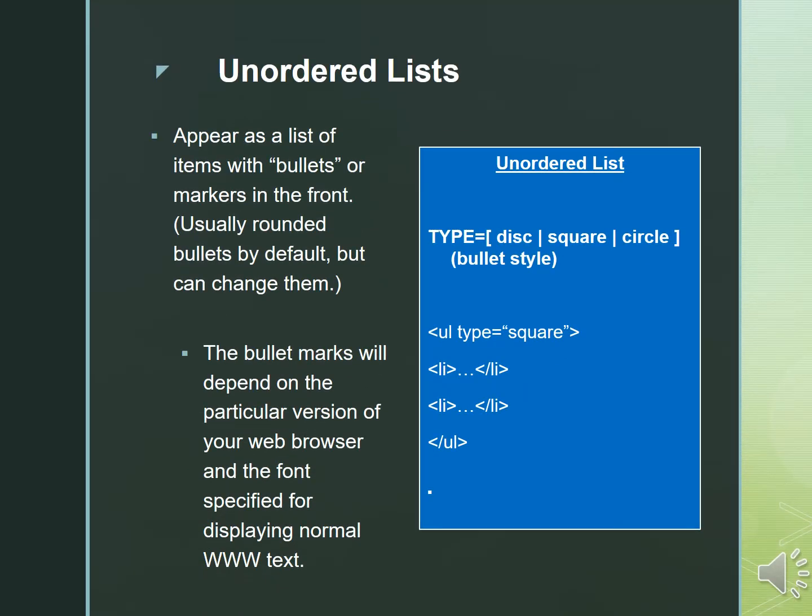Unordered list appears as a list of items with bullets or markers in front. Usually it is rounded, and by default the value of type of the unordered list is disk. The bullet marks will depend on the particular version of your web browser and the font specified for displaying normal text.